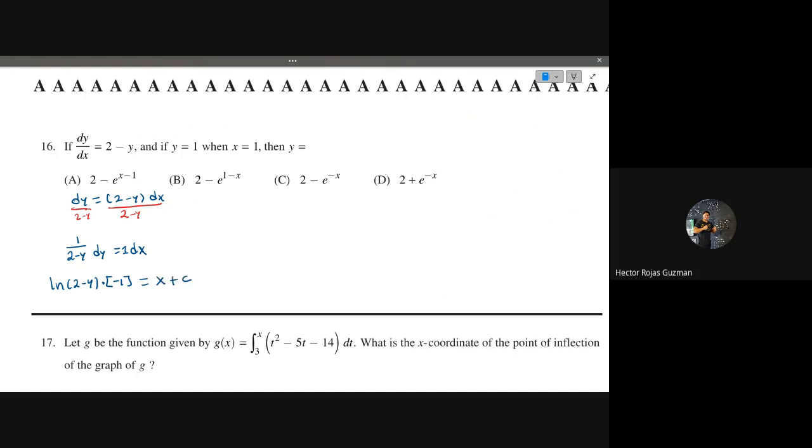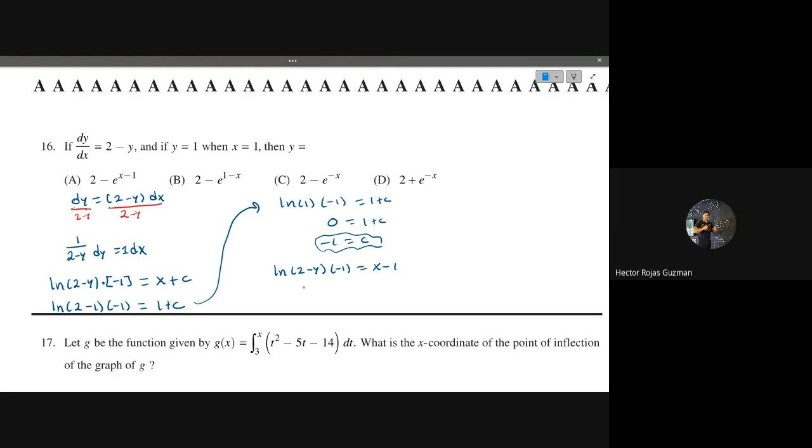Now you can plug in your initial condition. Ln of 2 minus 1 times negative 1 is equal to 1 plus c. The natural log of 1 times negative 1 is equal to 1 plus c. That's going to be 0. So c is equal to negative 1. Okay, and now I can go back to my antiderivative, the natural log of 2 minus y times negative 1 equals x minus 1, and I can go ahead and solve for y now.